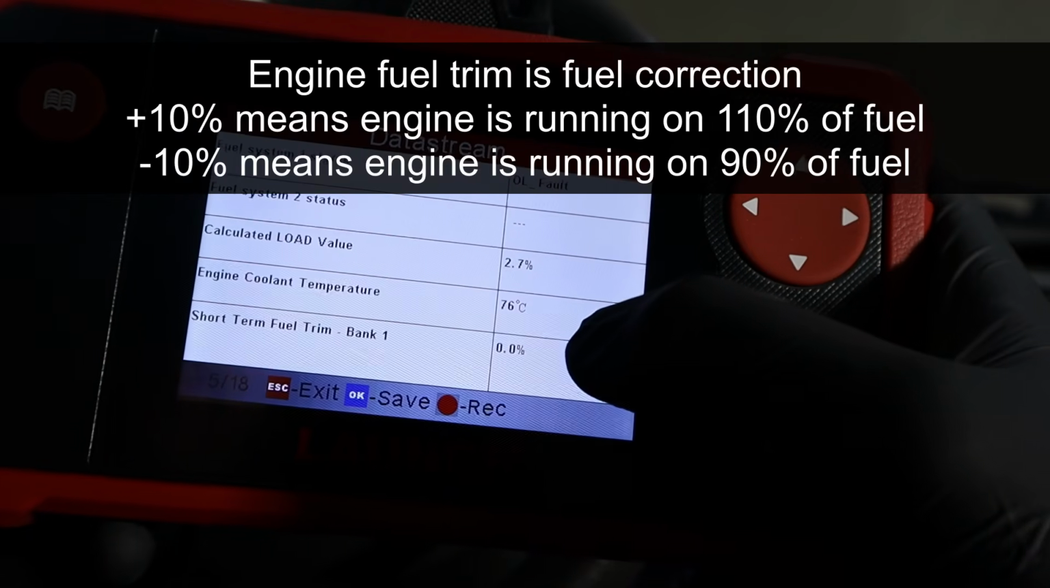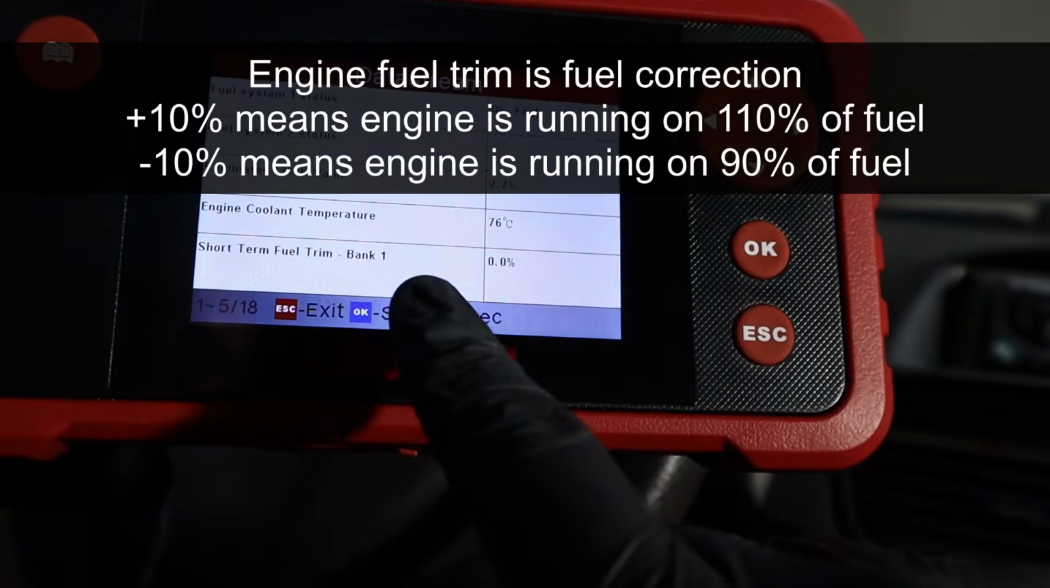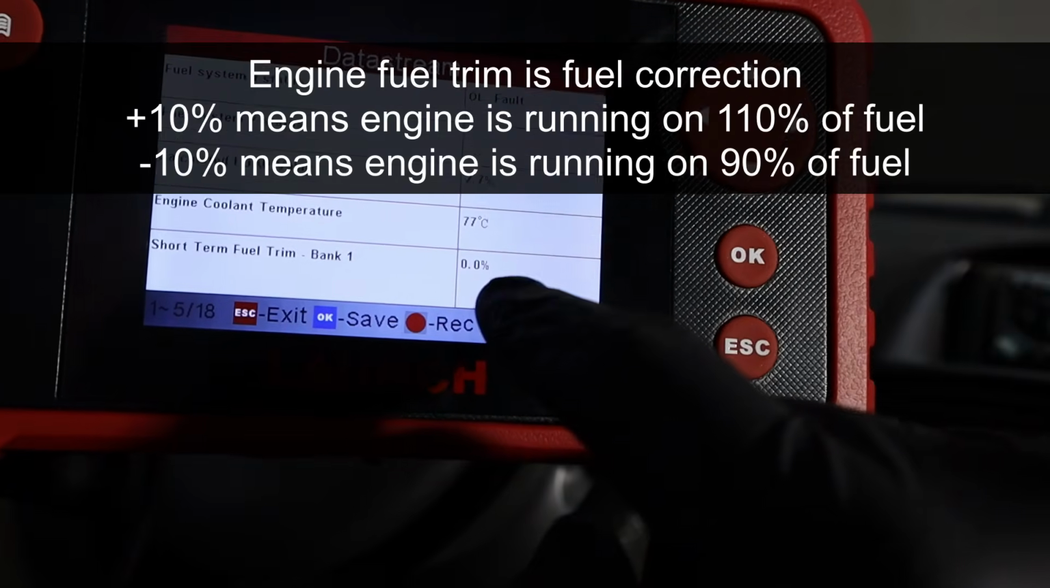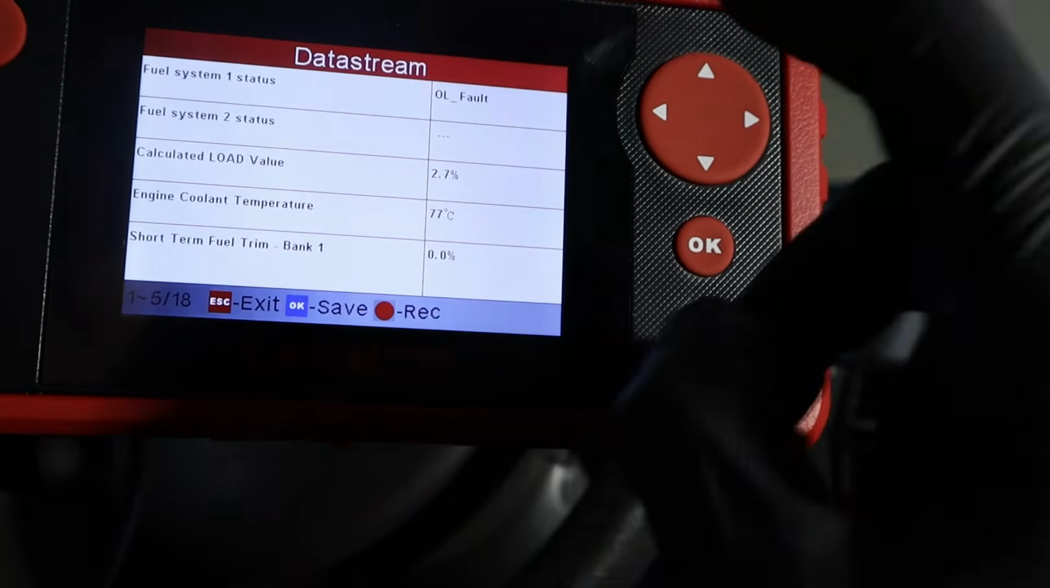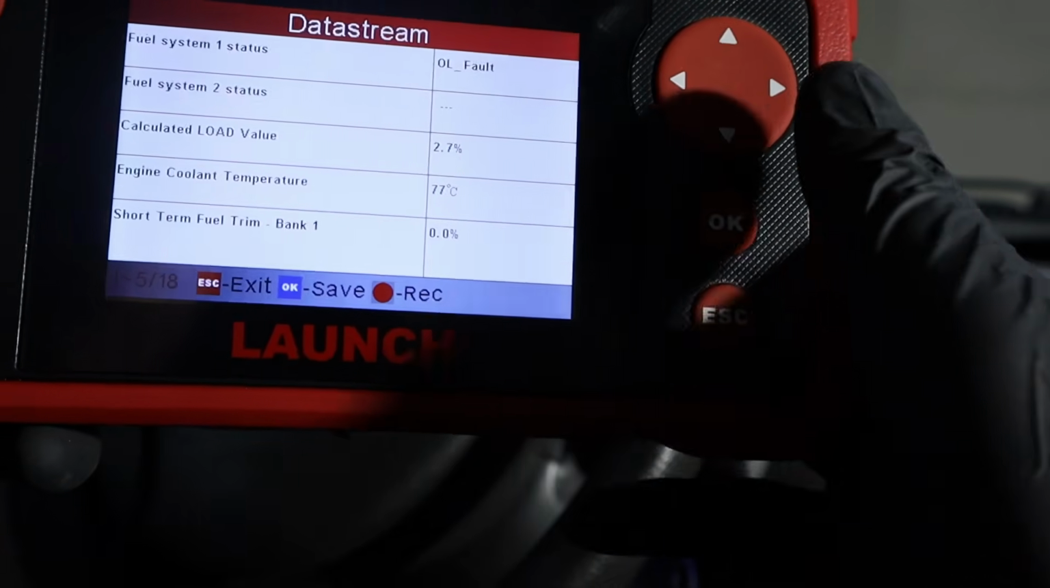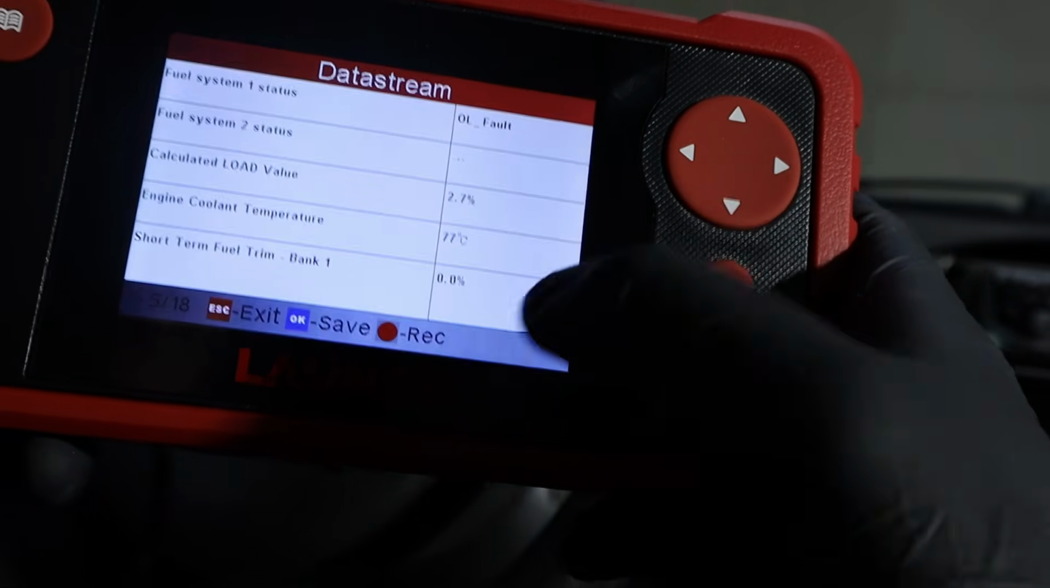Usually your engine is determining fuel mix based on your fuel trims. If I would have 10% here, that means the engine is using 10% of extra fuel. If you see minus 10%, that means your engine is running with a 10% fuel amount reduction. Why do you have more or less fuel?